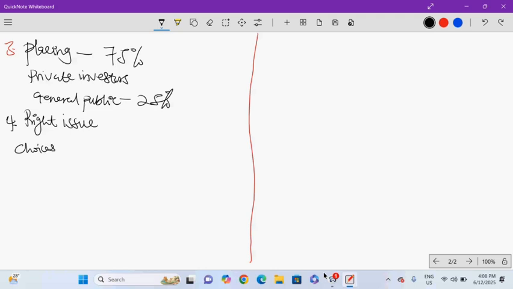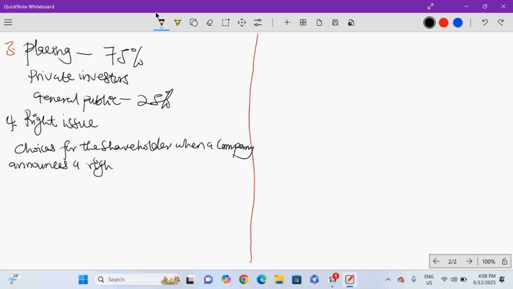So let us look at some of the choices still under the right issue. There are some choices that the shareholder has. Choices for the shareholder when a company announces a right issue. So when you're in a company and the company announces a right issue, what are some of your choices? The options that are available to you.